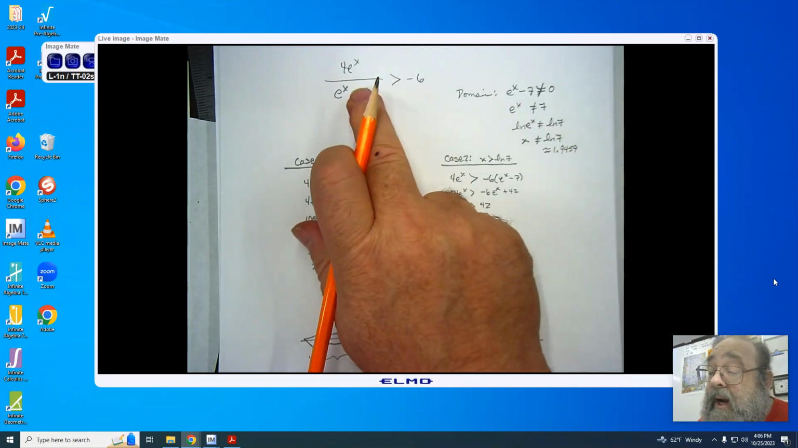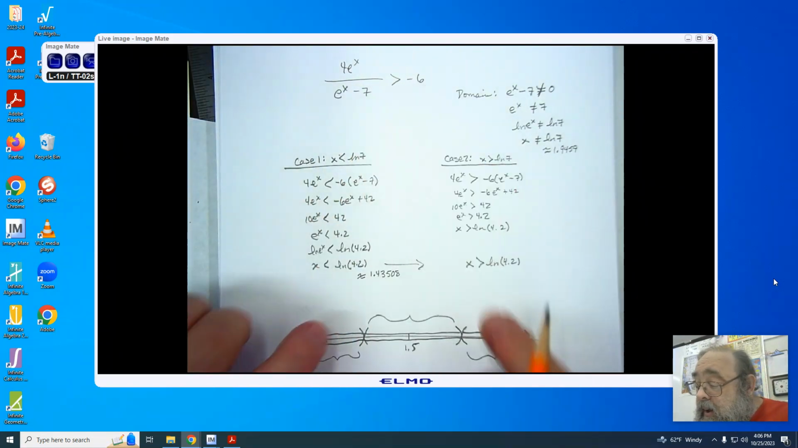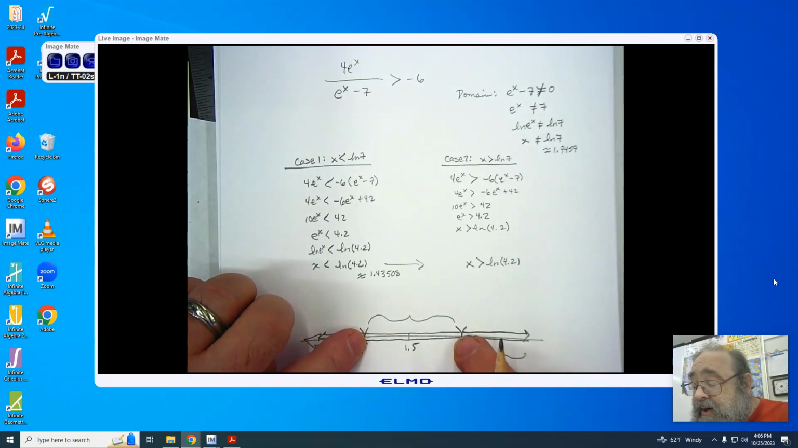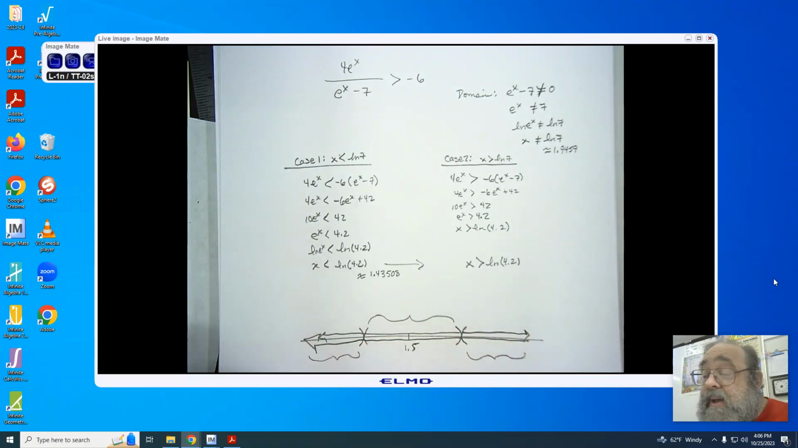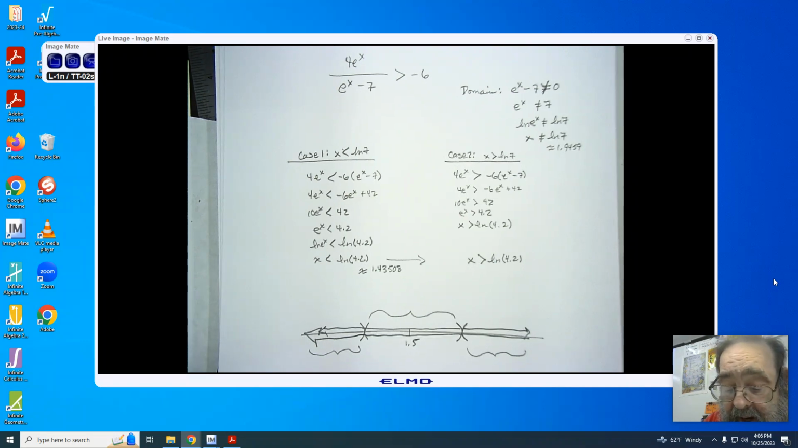I'm going to plug it right in here and see if I get something greater than negative 6. If I do, this is my solution. If I don't, then my solution is outside. Here we go. Putting in 4e to the power of, and I'm now putting in 1.5 divided by e to the power of 1.5 minus 7, and hit enter.